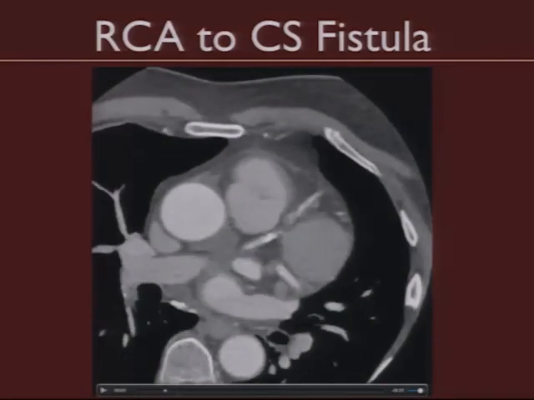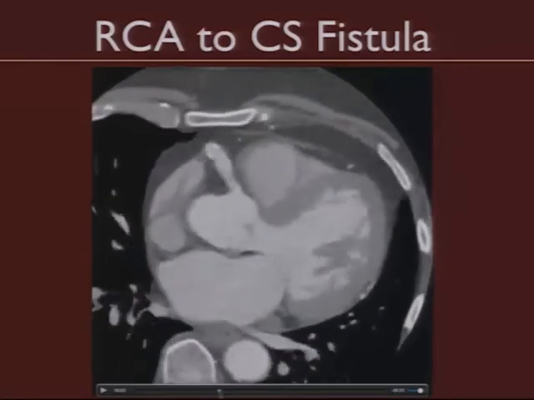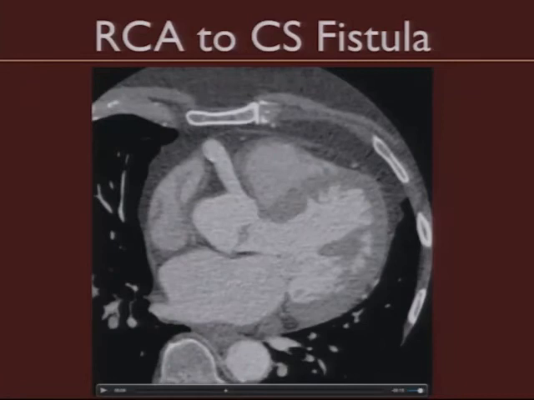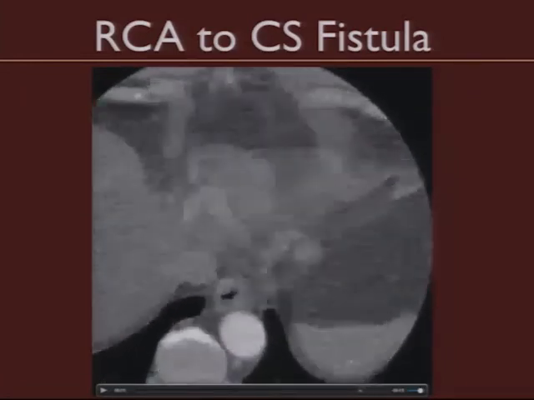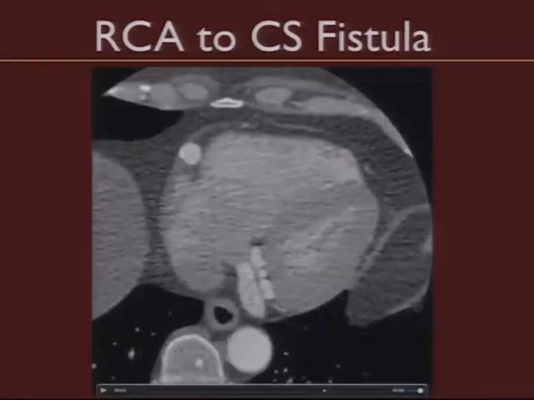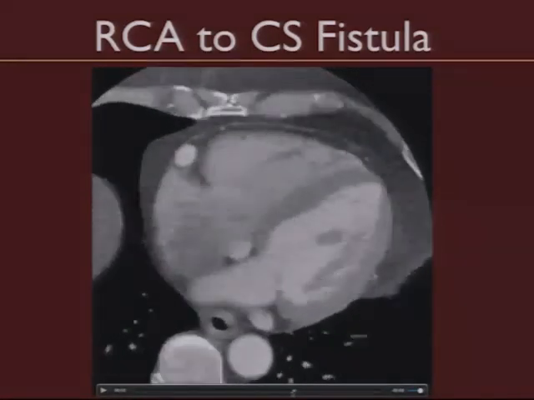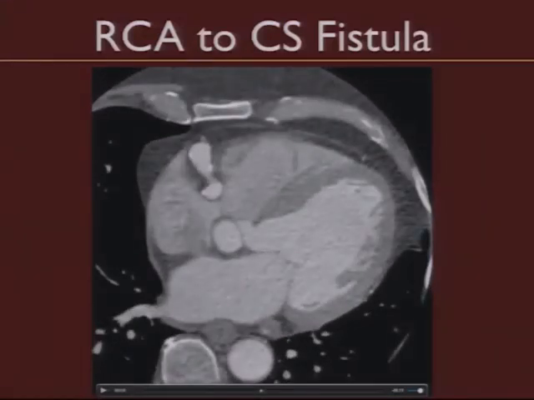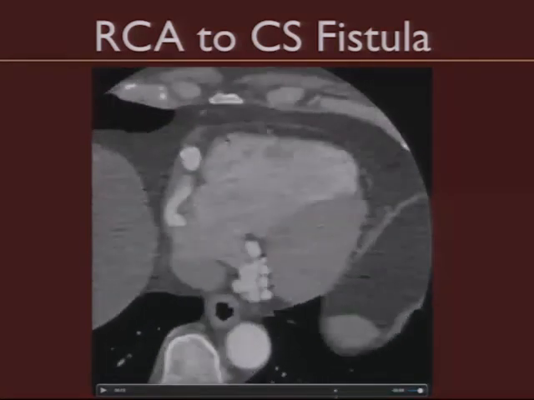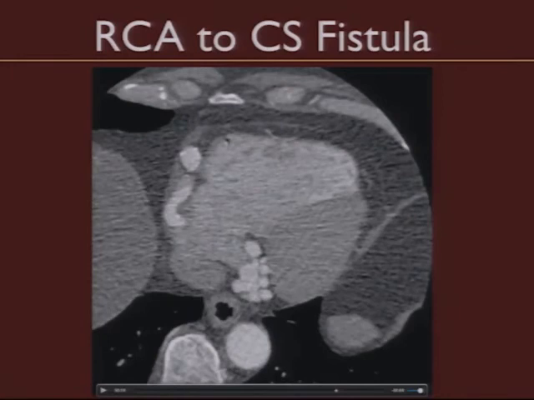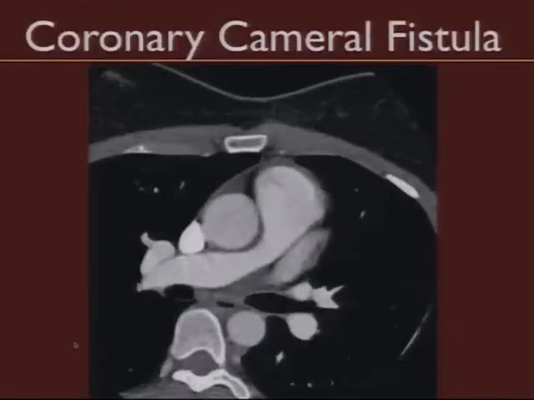Here's a nice case of an RCA to coronary sinus fistula. We can see that the right coronary artery is very large. It's also very tortuous as we follow it down. And then as we come down to the coronary sinus, we can see that there's bright contrast in the coronary sinus. But if we scroll up, we look at the great cardiac vein, we can see that the great cardiac vein isn't very well opacified. So that tells us that something is filling the coronary sinus early. And it's actually a very complex network here, but there are more than one connection here between the distal RCA and the coronary sinus.